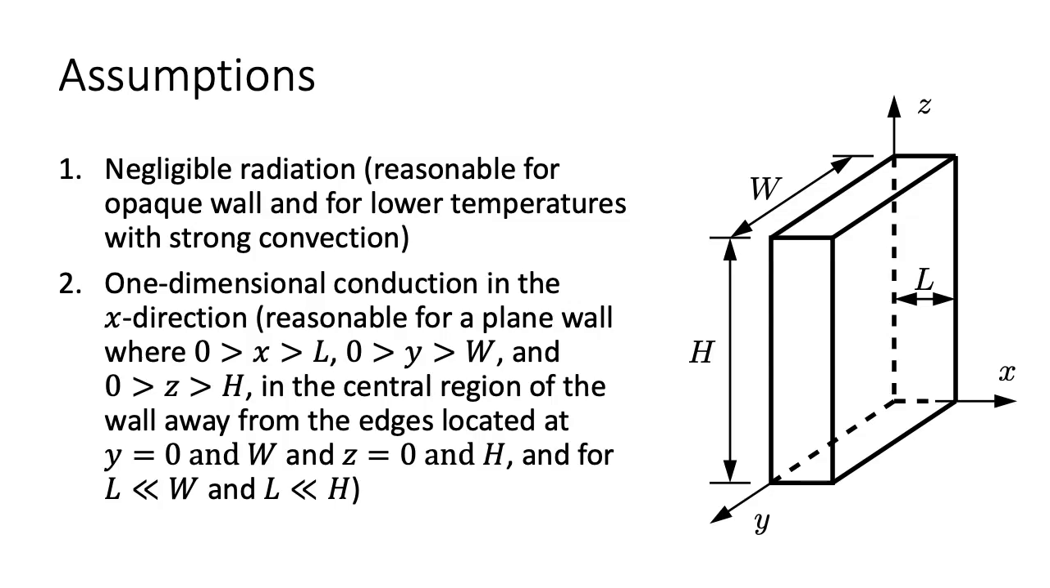One example for when this is a reasonable assumption is for a plane wall in the central region away from the edges, where the thickness of the wall is small compared to the width and the height. Thus, the temperature will only change in the x direction and be the same at all y and z locations. Near the edges of the wall, the temperature will likely be three-dimensional, thus it will change in the x, y, and z directions.